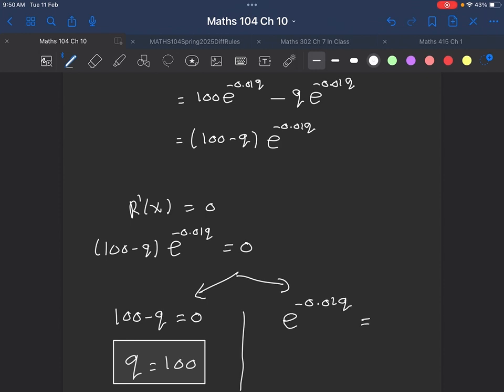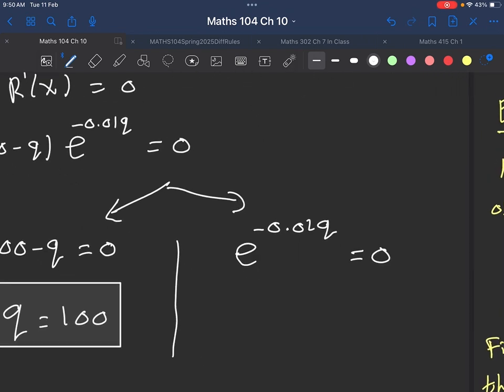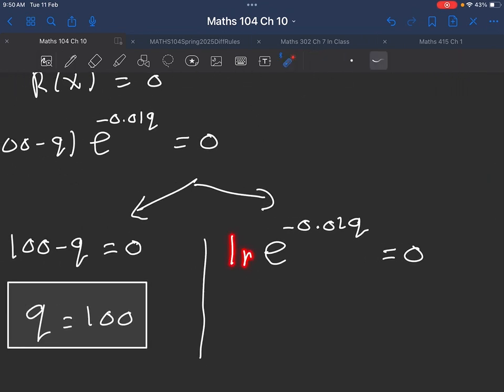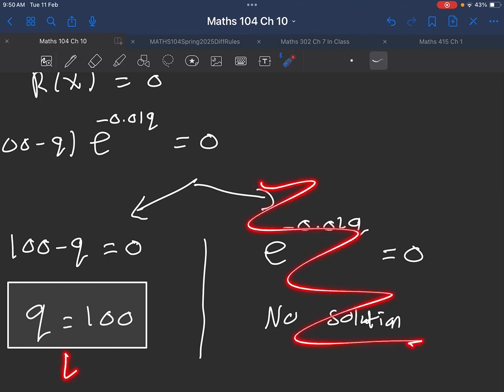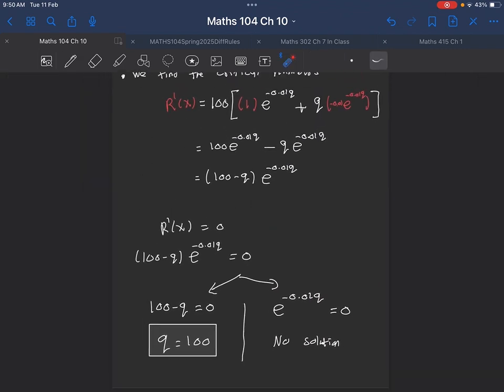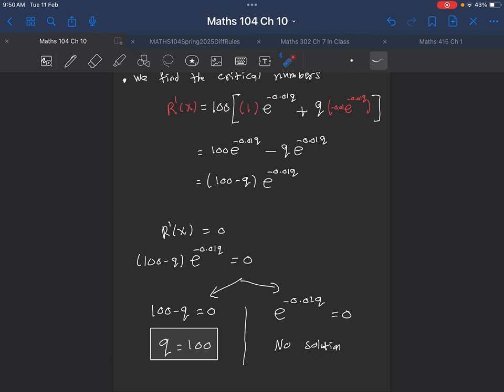Next option, you have the e term equal to 0. What you need to do next, you need to put ln here and ln here. But once you put ln here, this will give you in the calculator an error. We don't have ln 0. So this branch has no solution. This part will not give you a solution. So the only solution is q equal 100. And this is the critical number.